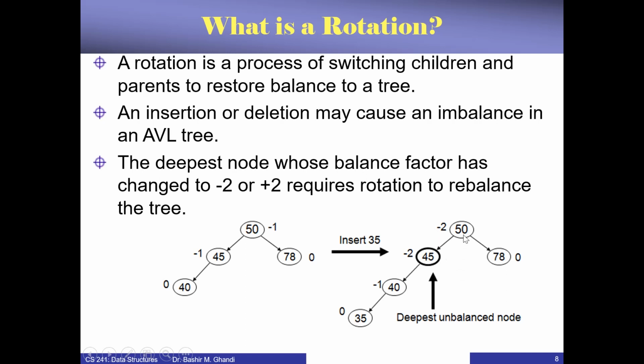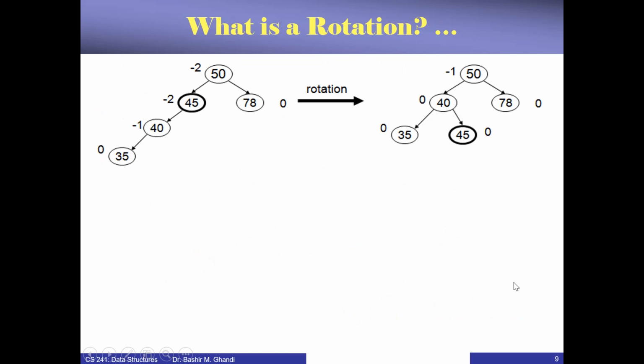Now, which of these are you going to do a rotation on to restore the balance of the tree? It is the deepest one. In this case, 45 is the deepest unbalanced node. It is on this node that you're going to do some rotation. And what does rotation mean in this case? We're going to do what is called left rotation.